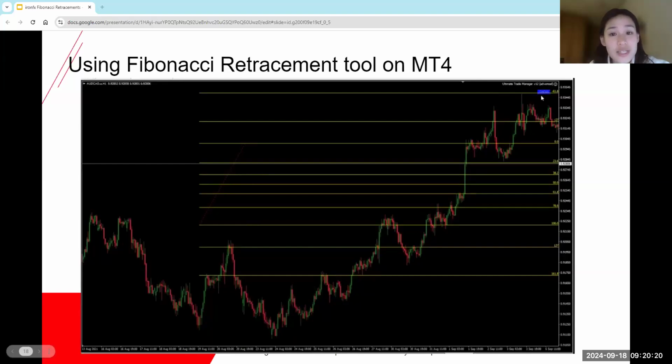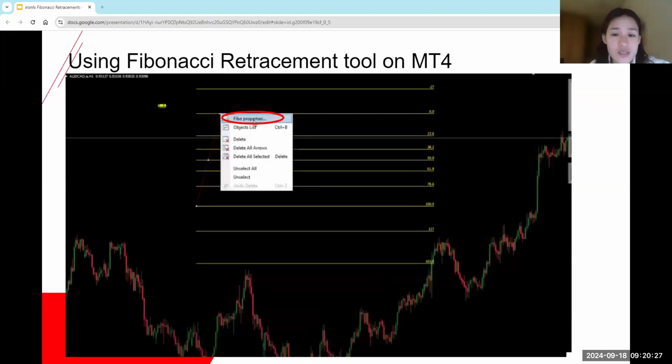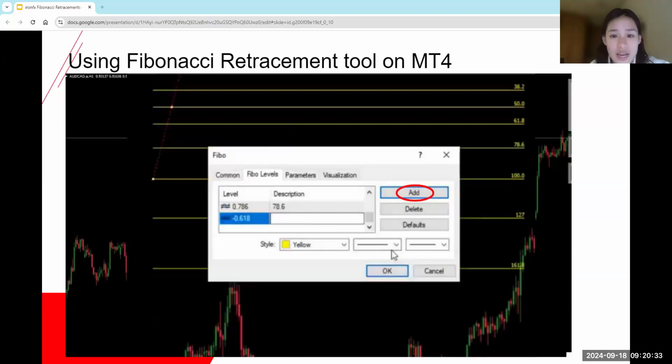If you want to edit or add any Fibonacci levels, you simply right-click on the Fibonacci trend line, and this is what you might see. Click Fibo properties, and then under the Fibo levels tab, you can click add, and proceed to add whichever levels you wish. Here you can see I've added a negative 0.618 level, which is essentially minus 61.8%.